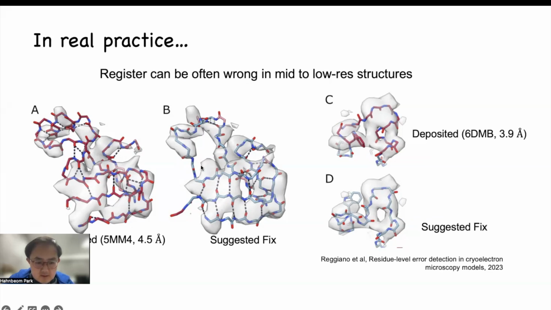And then you can see that the right one has much better hydrogen bonding patterns between backbones, and also a better density fit, which means even the backbones could be wrong or incorrectly modeled, or at least it is hard to argue which one is more correct than the other. So this kind of error happens somewhat frequently when the resolution is about 5 angstrom for EM structures.